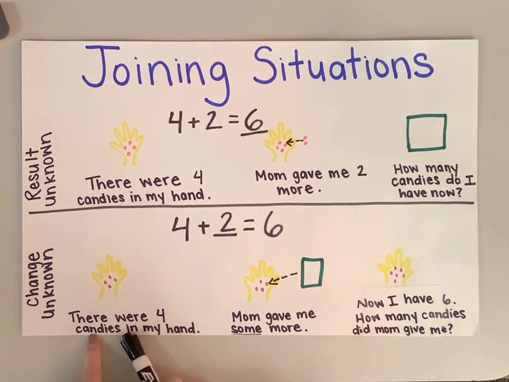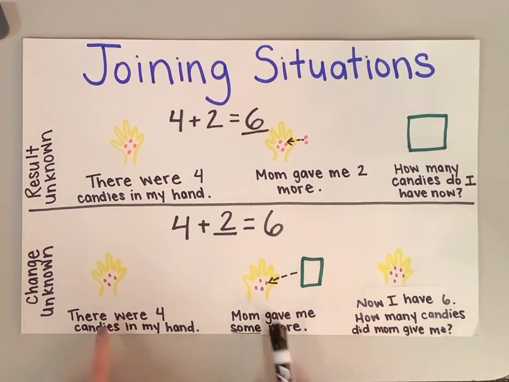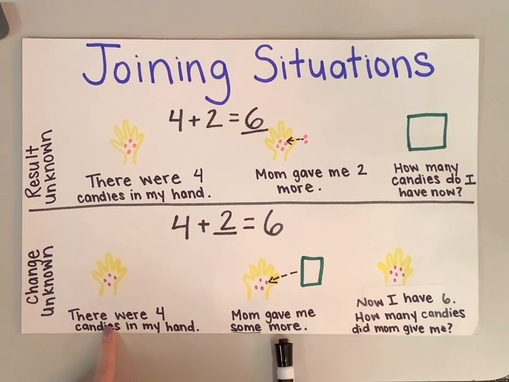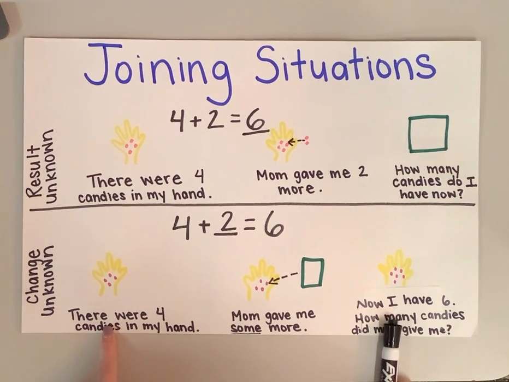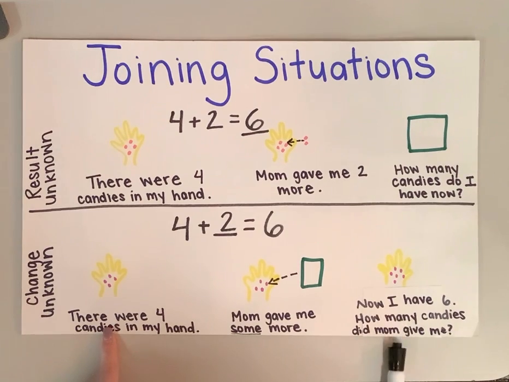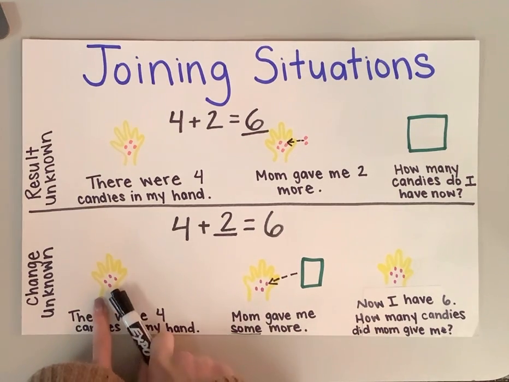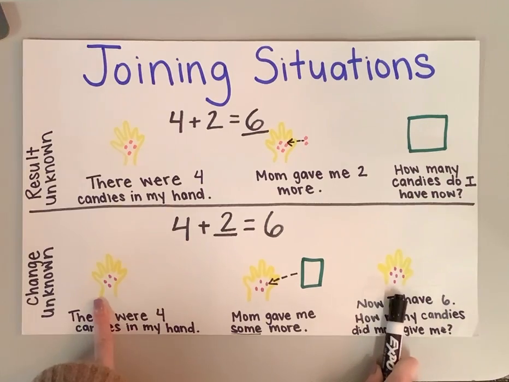So if I have 4 candies in my hand and my mom gave me some more, but I don't know how many more, now I have 6. I have to figure out how many candies my mom gave me because that's the change. It went from 4 candies to 6 candies.